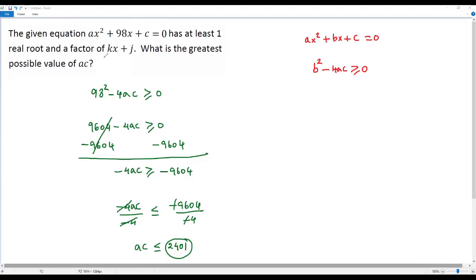And also, some students may get confused with the information we have here, that is, the given equation has a factor of kx + j. Actually, we have nothing to do with this information. Without using this information, we are able to answer the question. That is the greatest possible value of ac, that is 2401.